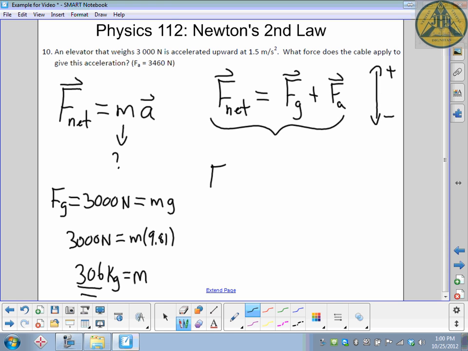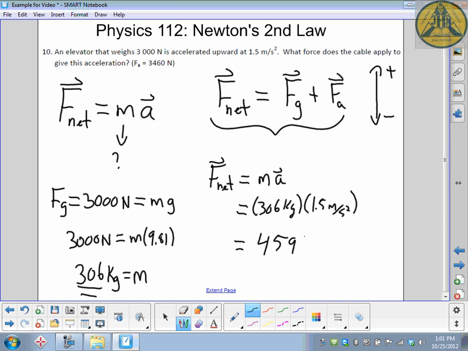So now I can figure out the net force. Net force equals the mass times the acceleration. So the net force is 306 kilograms times an acceleration of 1.5 meters per second squared. That gives you about 459 newtons as our net force. Now remember, did I take into account direction correctly? My answer is positive. The elevator is going up. Up is positive, so I'm good. I'm okay there.